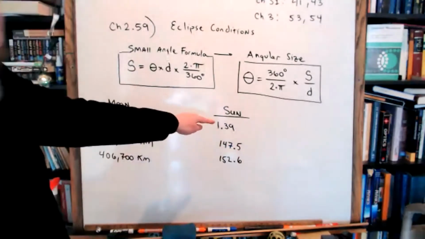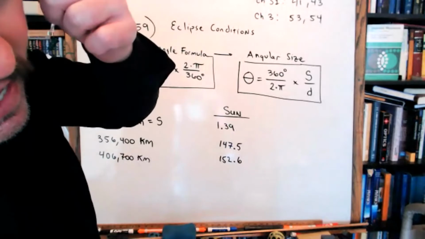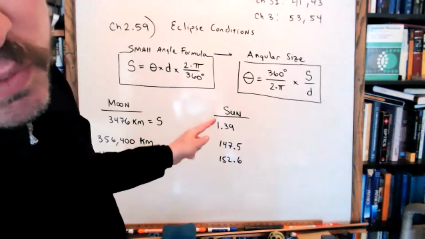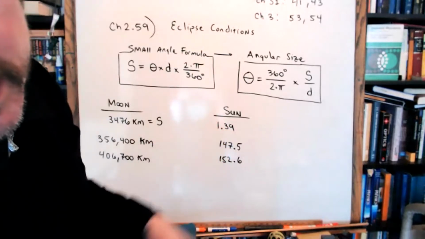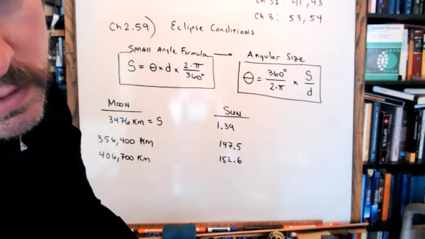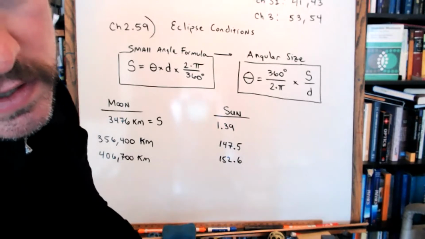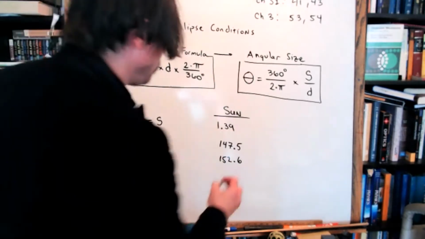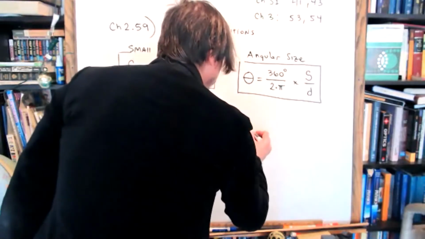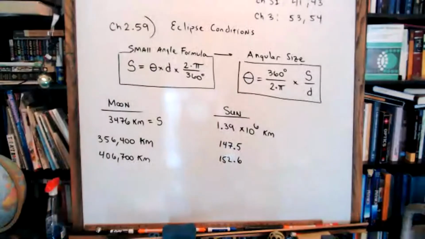The sun's diameter is 1,390,000 kilometers, but let's put that in scientific notation. That's 1.39. How do we do million in scientific notation? It's times 10 to the 6th power. Yep, you guys got that. So let's write that down. So 1.39 times 10 to the 6 kilometers is the diameter of the sun.